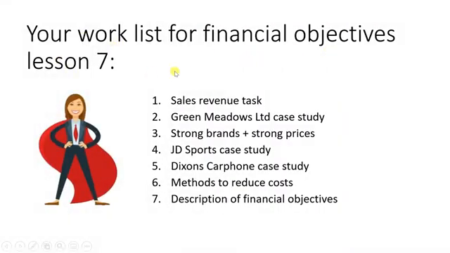Here's your work list for financial objectives lesson 7, and by a fluke there are 7 main topics to go through. You've got a sales revenue starter task, then Green Meadows Limited case study, then a quick question about strong brands, strong prices and strong customer loyalty. You get the gist. Then you've got JD Sports and Dixons as 2 case studies. Then we're looking at methods to reduce costs, and then an overall task 7 is pretty much all the financial objectives where you can do a little revision task.